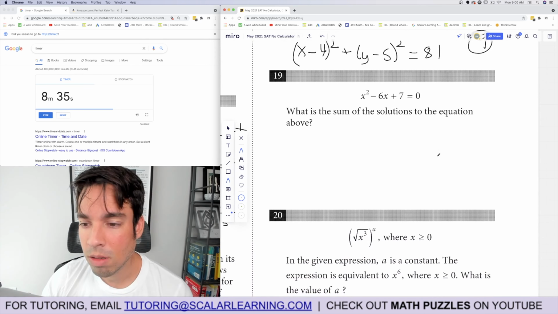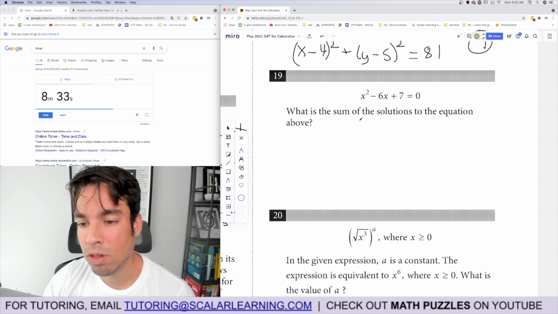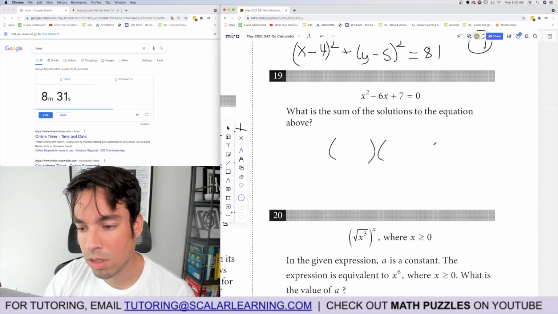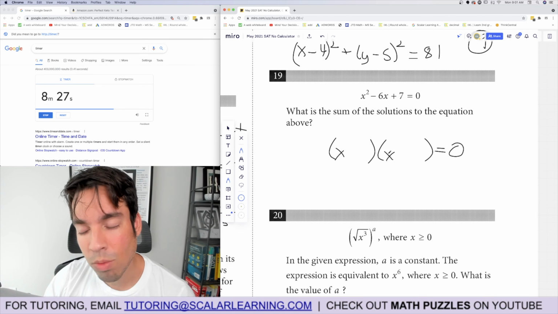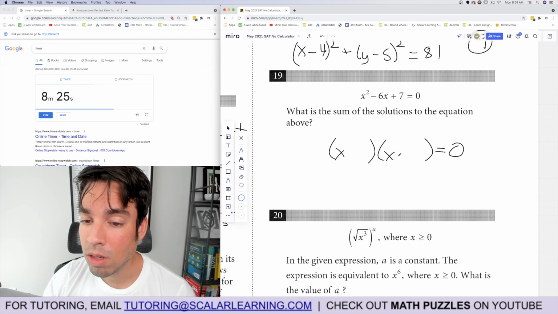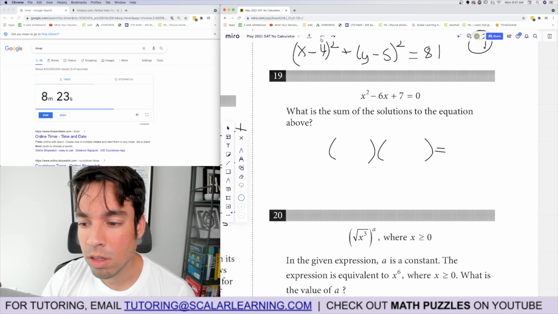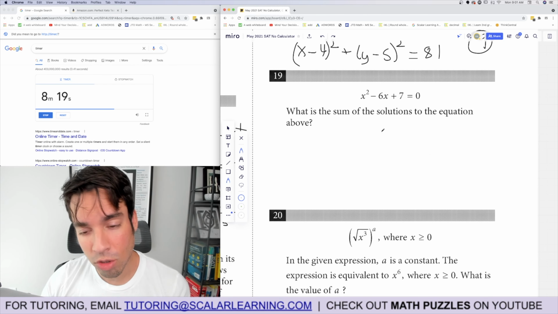Number 19, what is the sum of the solutions to the equation? Factor and solve. This is surprisingly easy for number 19, but it is what it is. Oh, wait. Hold on. Am I wrong? Oh, my. No. It's not factorable. Okay, sorry. So it was not as easy as I thought, but you can use a shortcut here.